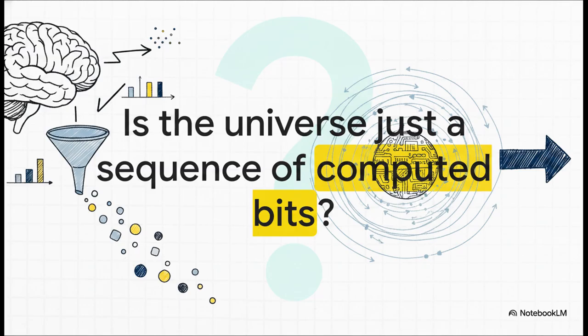Which leaves us with this one final thought. We started with human surprise and ended with an algorithm systematically devouring uncertainty, just one bit at a time. Every model, every classification, every learning algorithm out there is just a relentless drive to minimize entropy. So if learning is just the continuous reduction of uncertainty, it forces us to ask, is the universe, at its very core, just a massive sequence of computed bits waiting to be decoded? I'll let you ponder that one.